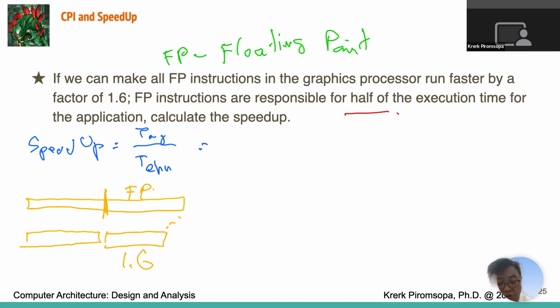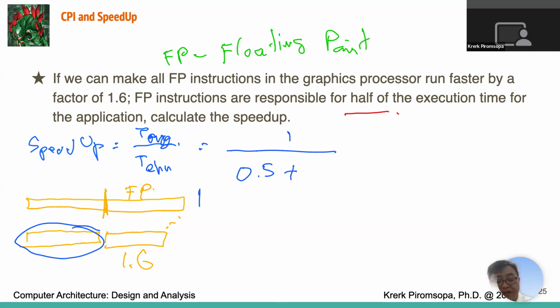Original over... sorry for my handwriting. It's difficult to write here anyway. Okay. So let's make the original 1. So this would be 1 over what? The part that you didn't do anything to, that would be 0.5. And the part that you can make faster, 0.5 divided by 1.6. So yeah, you do the math.